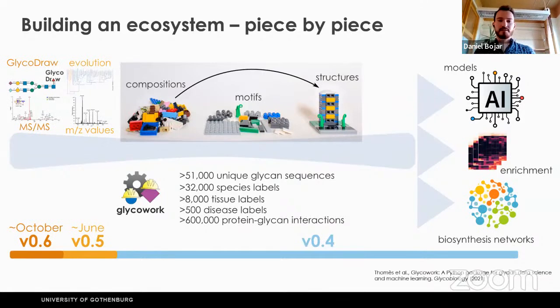GlycoWork not only contains basically all of our methods, but also trained models that I will talk about later, and also a lot of data sets that we curated from various sources, and that GlycoWork uses as an internal knowledge base to power a lot of the functions.